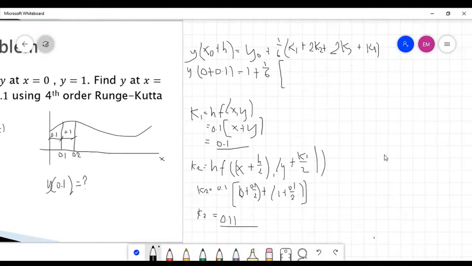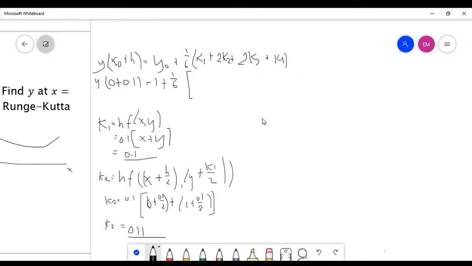Next is K3. So, again, from the given formula, K3 is simply your h times a function of x plus h over 2, and then your y also plus K2 over 2.